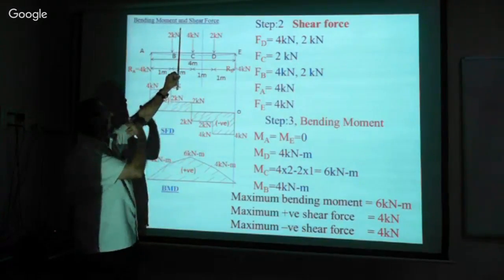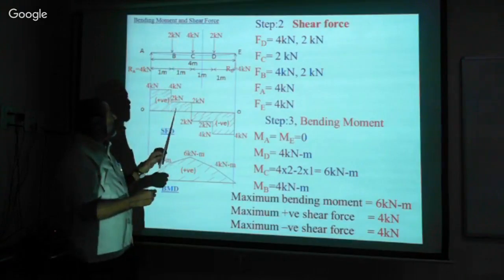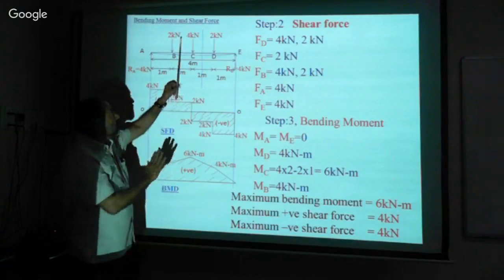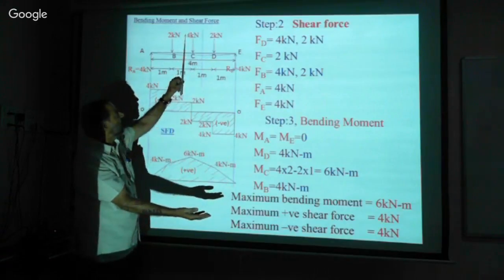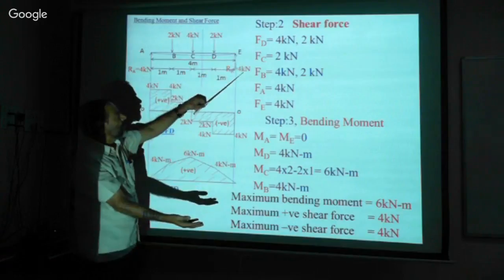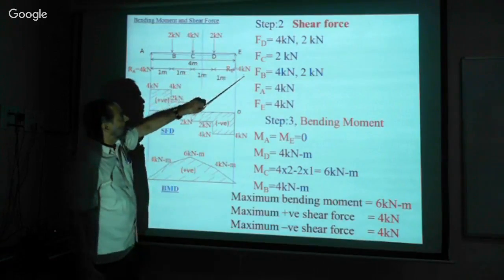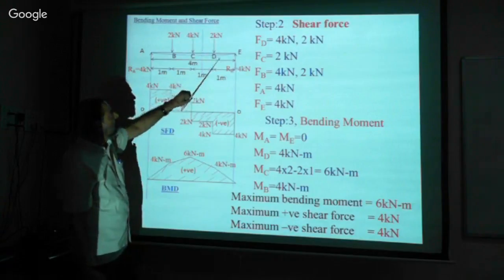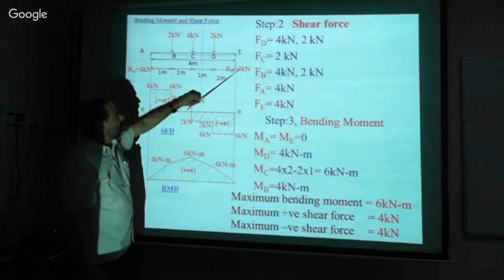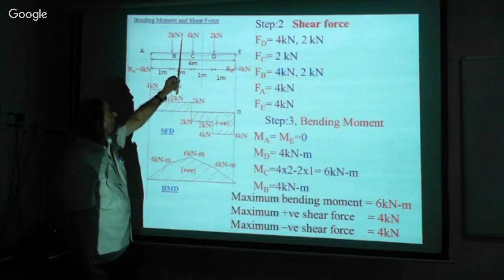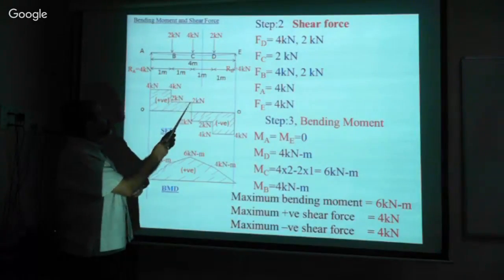If you consider the left hand side, the result is 2 kN acting upward from here to here. Or if you consider the right hand section, 4 plus 2, 6 kN is acting downward and 4 kN is acting upward. Therefore, the sum of all these three forces gives you 2 kN down. That is 4 plus 2 minus 4, equal to 2 kN acting down. Therefore, from here to here you will get 2 kN.